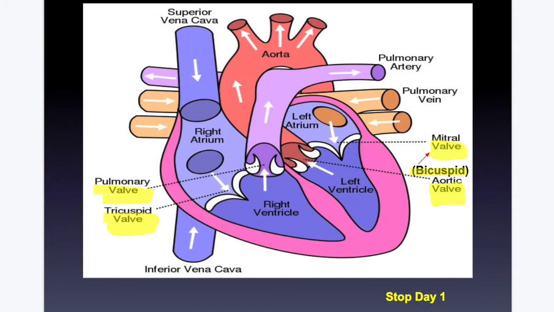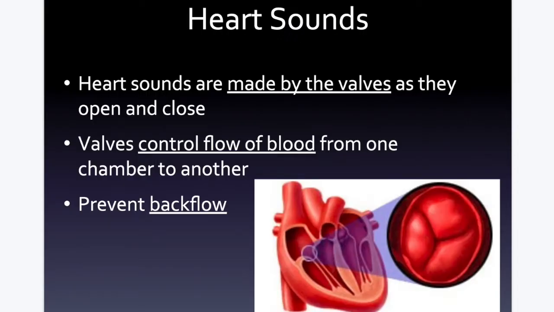So that's going to lead us into the sounds that your heart makes, because the sounds that your heart makes are actually made by the valves as they open and close. Okay. So when we're listening, if you listen to a heartbeat, you're hearing the different valves of the heart open or close at different times.